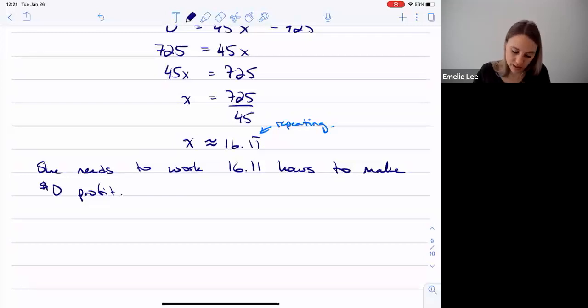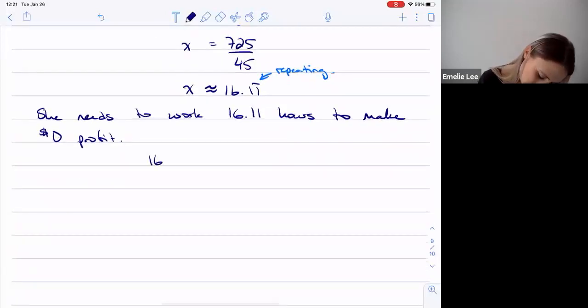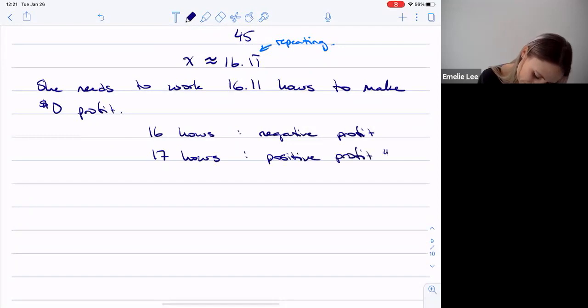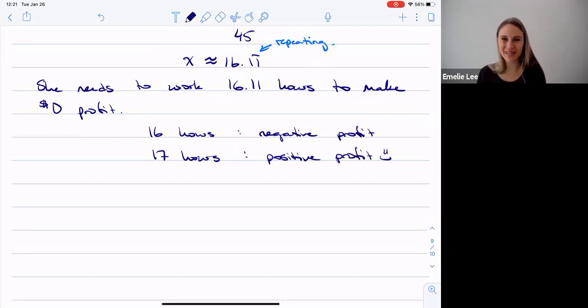Okay. So 16 hours is a negative profit, so I'm losing money. And at 17 hours, I've crossed over. Now I'm making a positive profit, which is where we want to be typically.